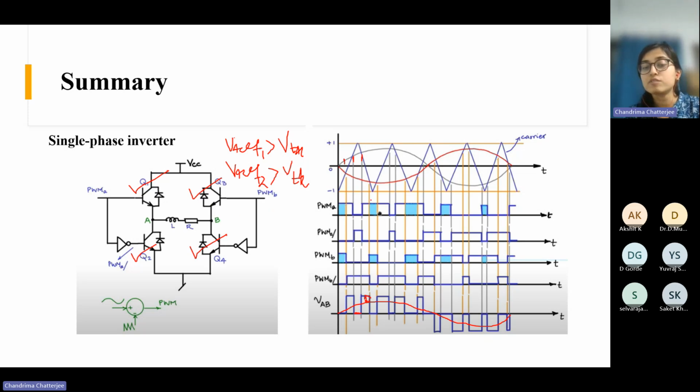If you follow this logic, you will see these waveforms. This is A, this is Q1, this is Q1 complementary, this is Q3, this is Q4, and this is VAB. So unipolar PWM is advantageous in terms of harmonic distortion, but in terms of implementation it is a bit complicated compared to bipolar, because here you need two references and the pulses of Q1 and Q3 will be different. So it is a bit difficult to implement compared to the bipolar one, but this gives better performance.